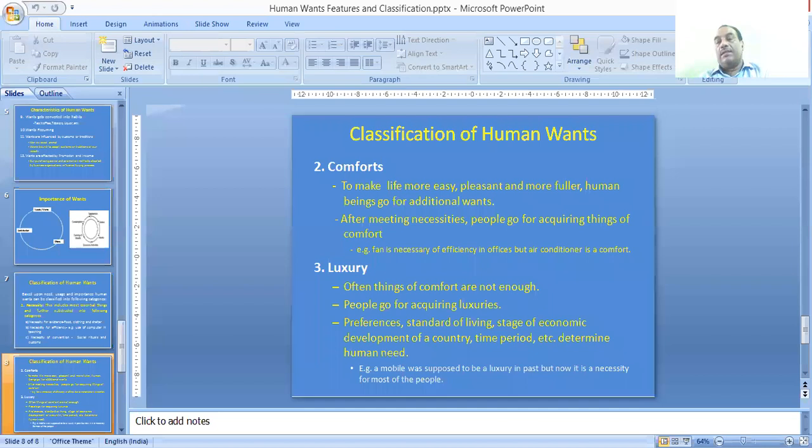And then the third form is luxury. Often things of comfort are not enough. We may have AC, but we don't feel satisfied.